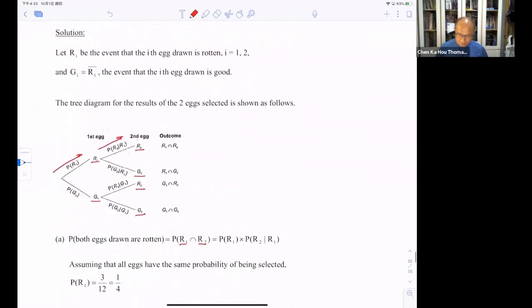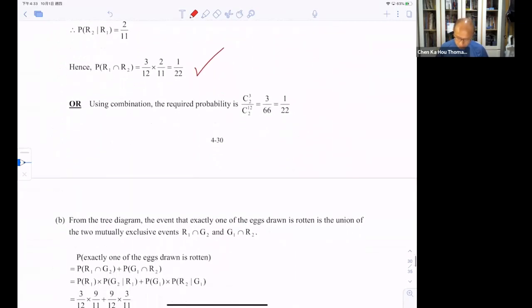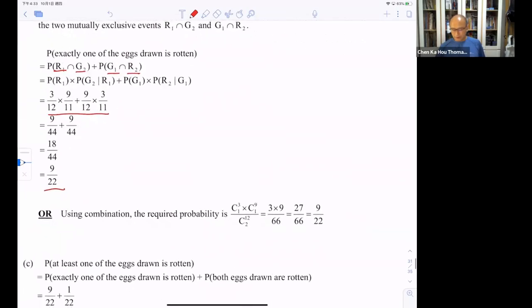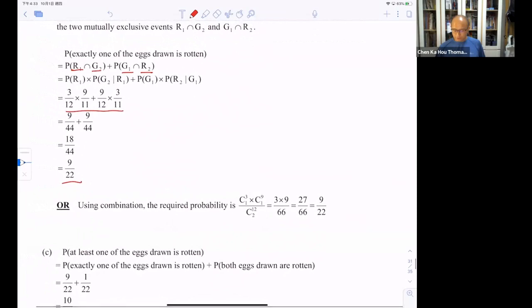B is exactly 1. Exactly 1 means the first one is bad and the second one is good, or the first one is good and the second one is bad. So you trace the diagram, easy to do. Now, for probability, you may use another approach, which is using combinations. You can also reach the same answer.